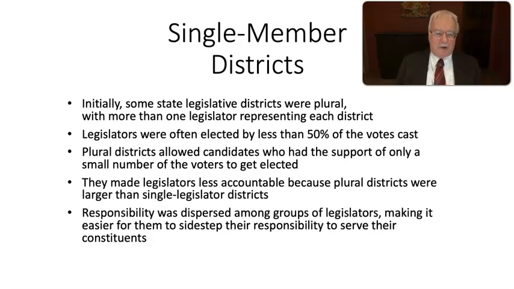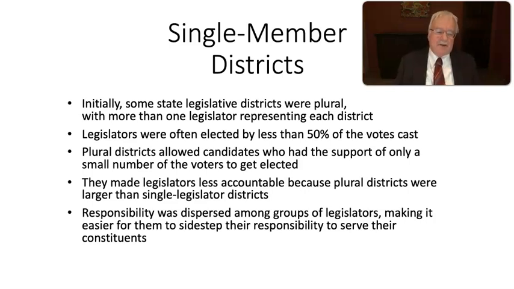So the first big reform was single-member districts. Now remember, a legislative district is the boundary of the district. For example, in Arizona, we have 30 legislative districts. Each one has roughly the same population for fairness. So they're the district maps.